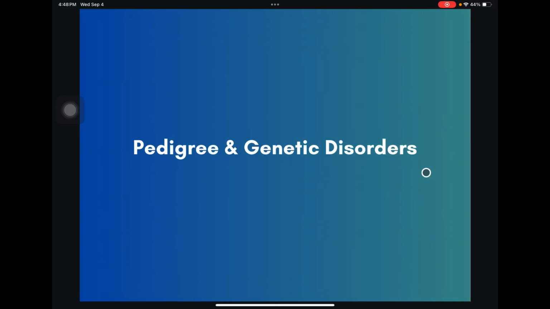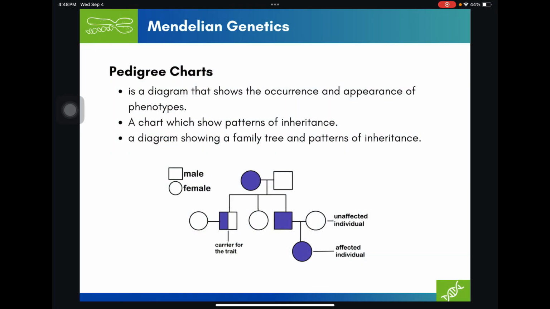Now, lastly, let's discuss pedigree and genetic disorders. In order for some geneticists to track if genetic diseases are inherited from one family member to another, they actually employ pedigree charts. So this is a diagram that shows the occurrence and appearance of phenotypes. And this diagram usually uses shapes and colors to represent if a given individual inherited a given genetic disease.